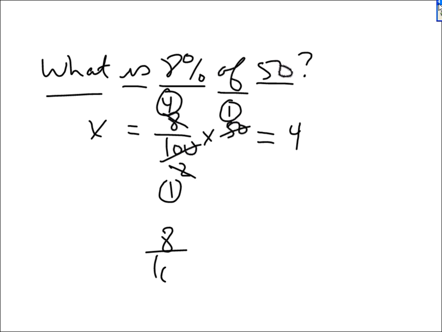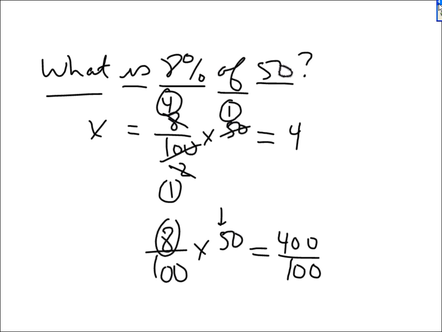If you said, you know what, I never want to kill off 100 in the bottom, 8 times 5 is 40, so 8 times 50 is 40 with a 0 over 100. Move in 2 places, move in 2 places, you get 4 over 1, which is 4.